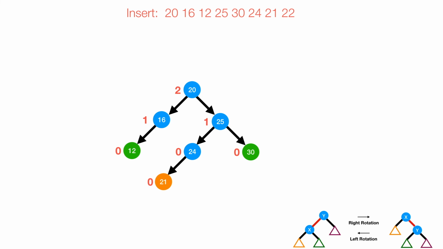Now we're going to insert the node with value 21. And of course, this being a leaf node has a height of 0 and a balance factor of 0 as well. Now as you remember, we're going to go up this path, updating the height, and look for an imbalance. If we find one, we'll fix it.